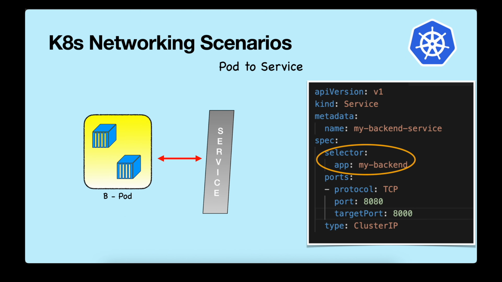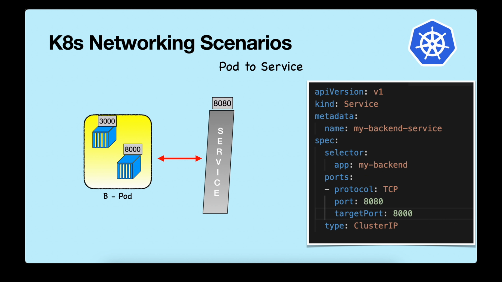This is done using the selector. In the selector, you define some key-value pair, which you also have to write as the labels in the deployment. The service will map the selector from here to the labels from the deployment, and that's how the service will get to know which pod to transfer the traffic to.